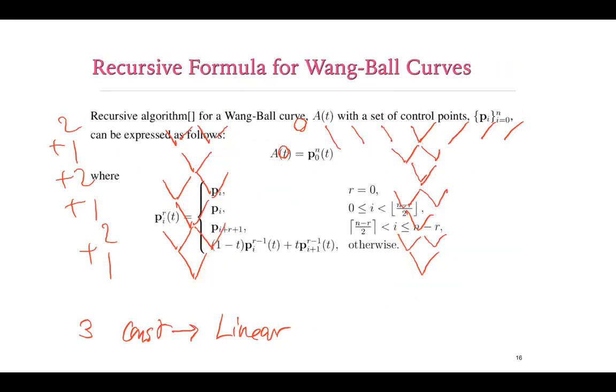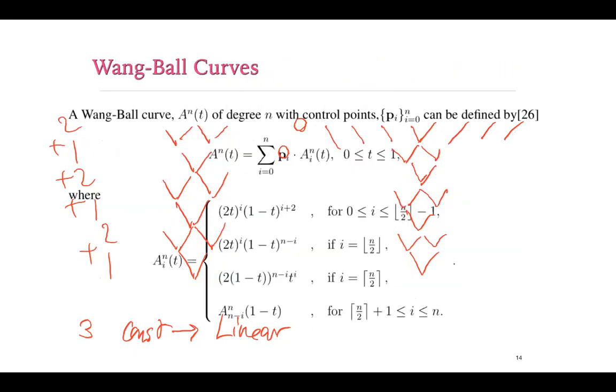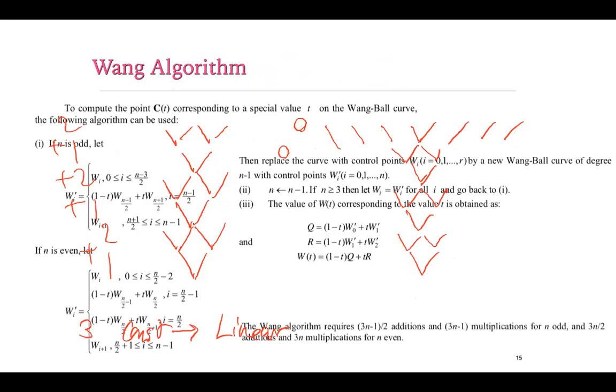So the calculation for the algorithm will require 3n minus 1 divided by 2. Okay, that's what I've told you. That is a multiplicity of 3. 3n minus 1 or 3n, right? Multiplicity of 3.